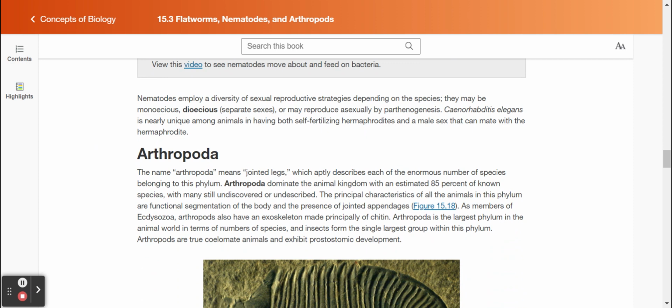Nematodes employ a diversity of sexual reproductive strategies depending on the species. They may be monoecious, dioecious (separate sexes), or may reproduce asexually by parthenogenesis. C. elegans is nearly unique among animals in having both self-fertilizing hermaphrodites and a male sex that can mate with the hermaphrodite.